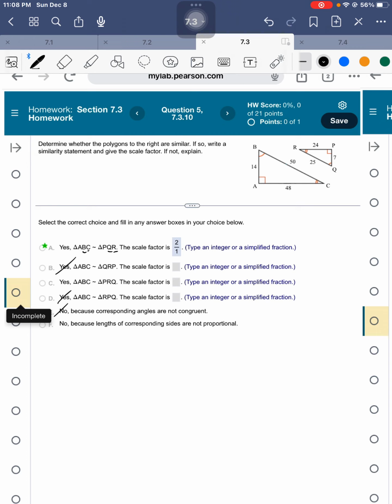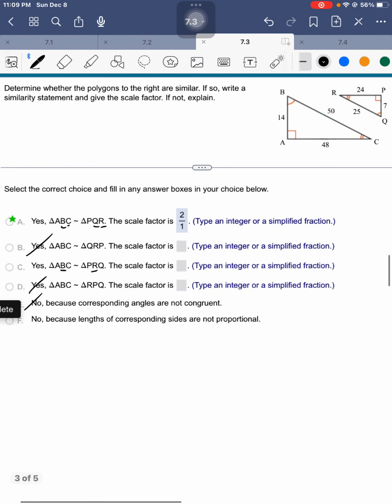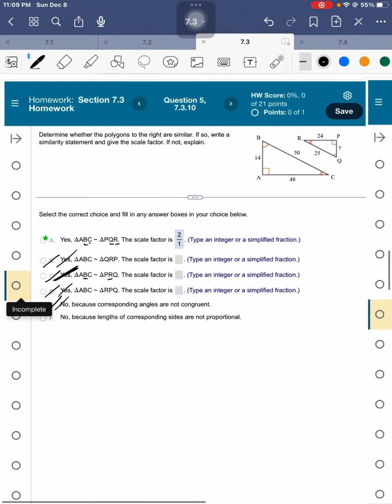Well, I guess we can't say that yet. So let's actually take our time. Well, we know this one's wrong. No, because corresponding angles are congruent. They are congruent. We have it right here. Okay. So now, is B congruent to R? B is one arc, R is two arcs? No. So just to double check, we can cross this one off. So wrong, wrong, wrong, wrong.